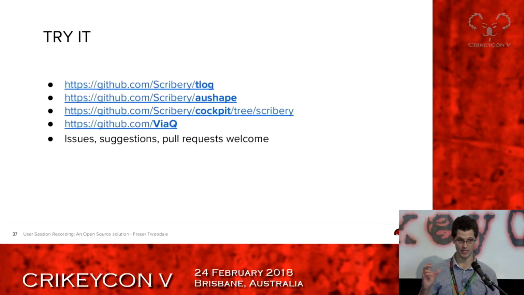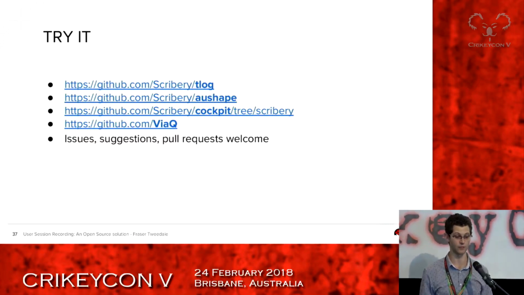So all of these projects I've been talking about are, of course, free software. You can find most of these tools in the Scribery project on GitHub, and VQ is its own organisation. If you have suggestions, if you want to try it out, if you find bugs, please come and contribute in any way you feel able. And if you want to contribute more, let us know how we can help you do that.